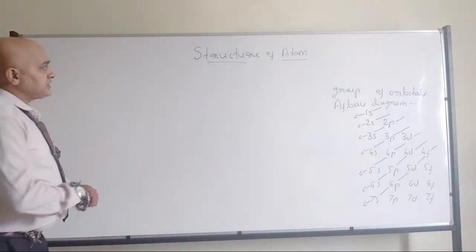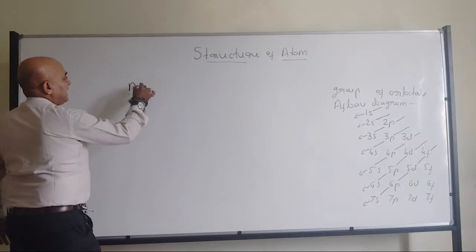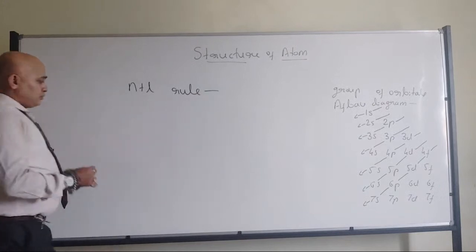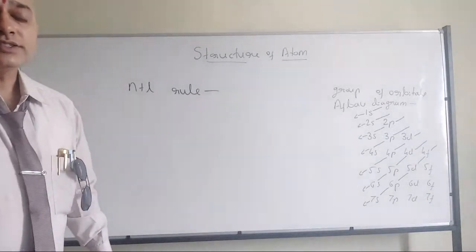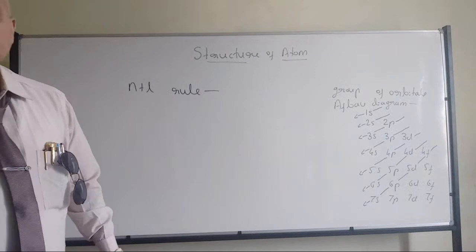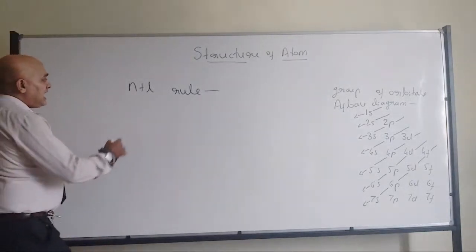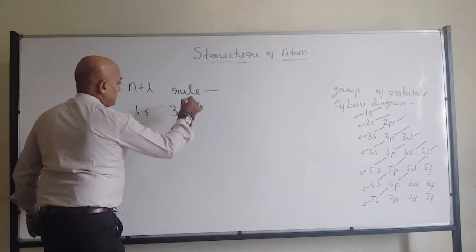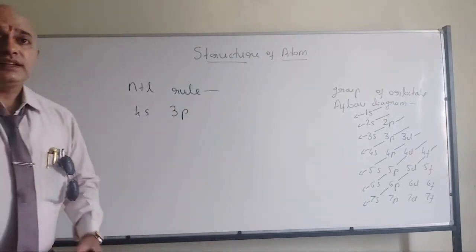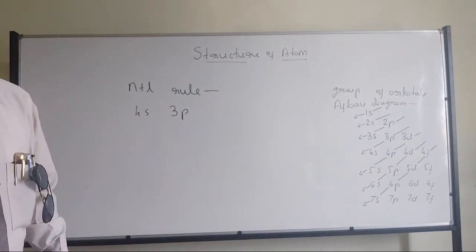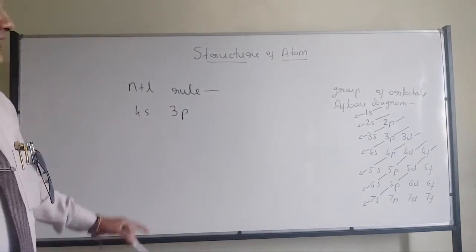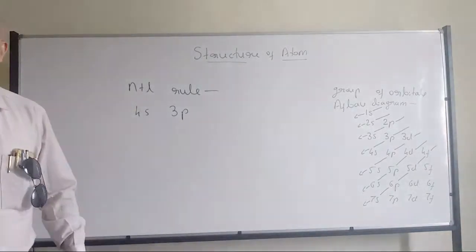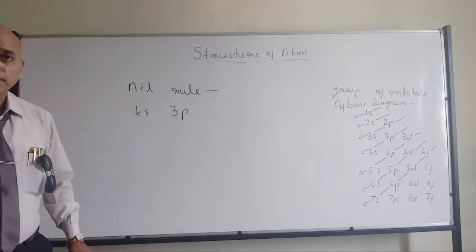Okay, last one. So that is the N plus L rule. See, for example, I have 4F, 4S and 3P. I have 4s and 3p. Now can you tell me what will be the total value for 4s and 3p by considering the value of L and the principal quantum number?